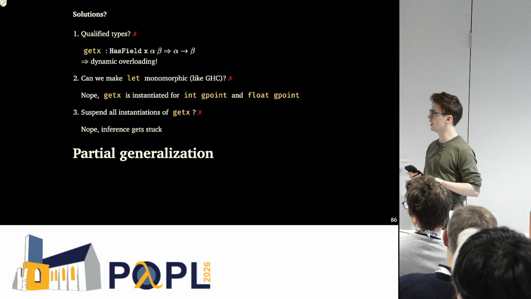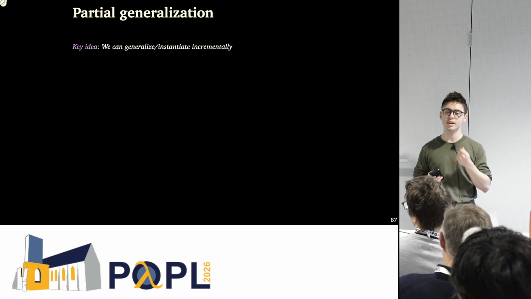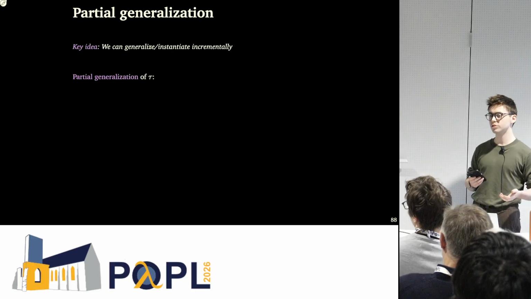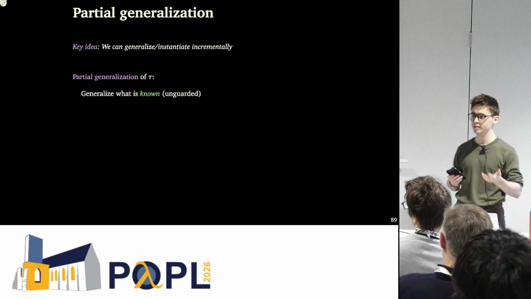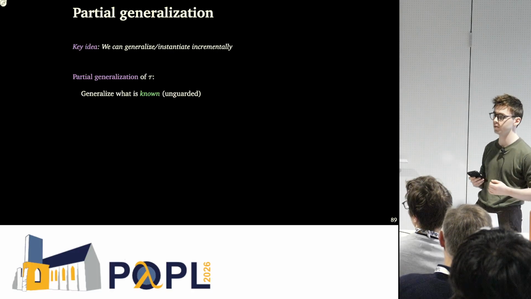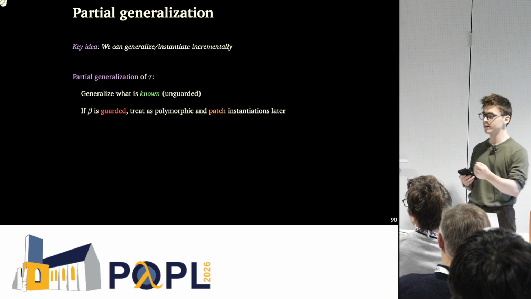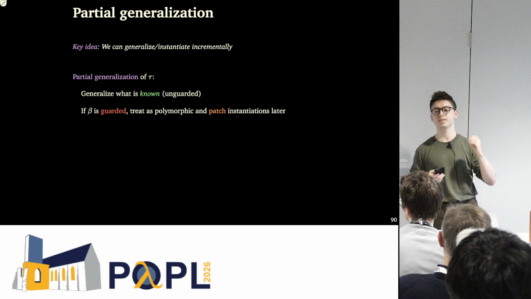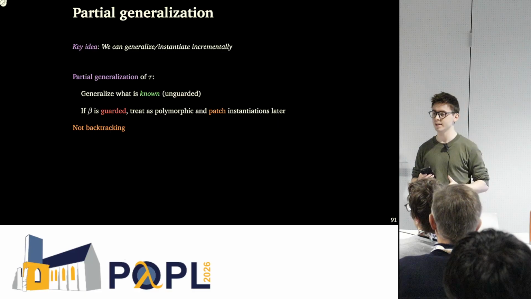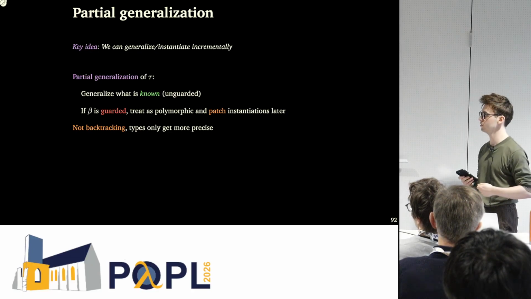And so the key idea we had is partial generalization, which is that you don't have to generalize everything at once. You can do something slightly more incremental. And so partial generalization consists of generalizing what we know to be monomorphic or polymorphic, in this case, unguarded unification variables. And if a unification variable is guarded, then we treat it as polymorphic, and then we can patch it later if we learn that it's monomorphic. Importantly, this is not backtracking. We never revisit decisions. Types only get more precise with this approach.